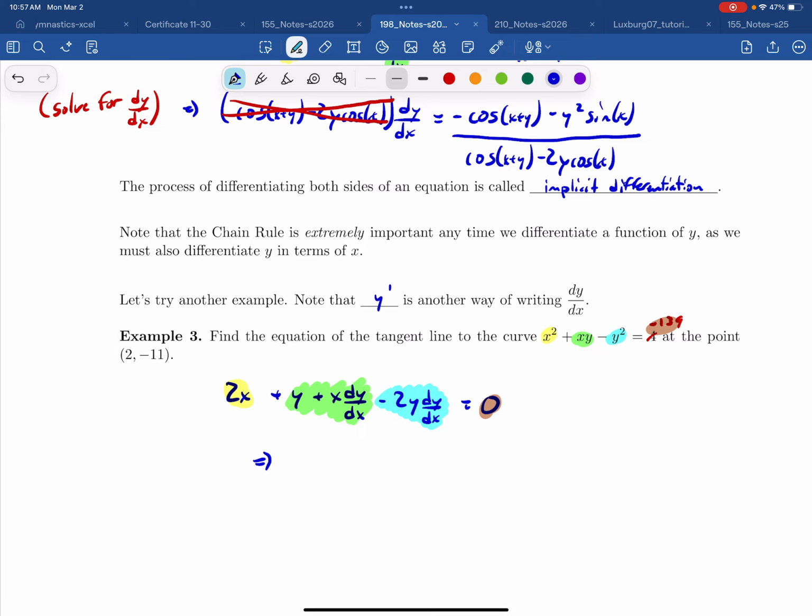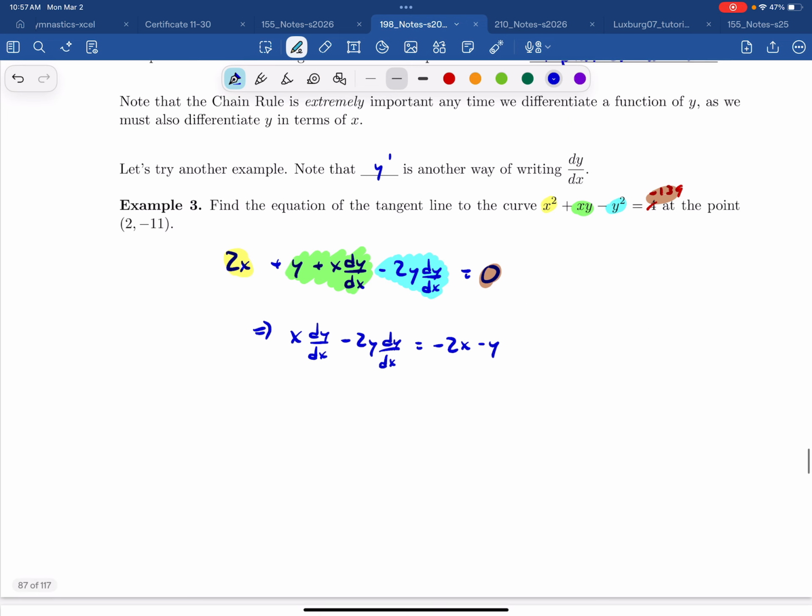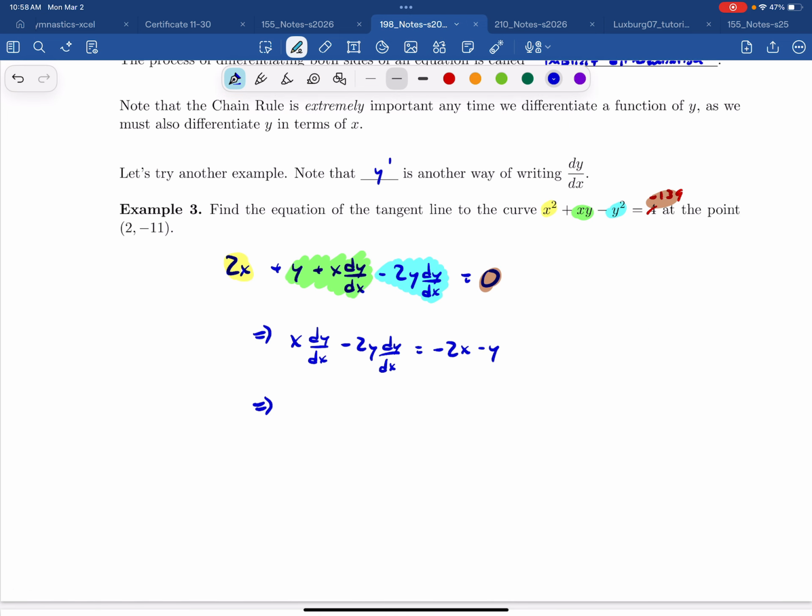So at this point, we're going to have x dy over dx minus 2y dy over dx equals negative 2x negative y. Okay? And at this point, we just factor out our dy over dx term, and then just divide by the non-dy over dx terms on the left side. And that's our answer, right? dy over dx equals negative 2x minus y over x minus 2y.